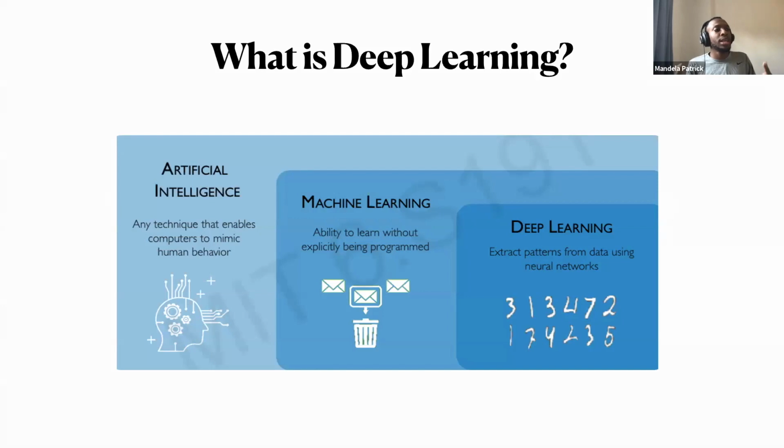So broadly, we have this broad term, artificial intelligence. And fundamentally, artificial intelligence is any technique that enables computers to mimic behavior. When you think of a human, you think of someone who can talk, who can see, who can converse, who can think analytically. And any technique that allows computers to achieve this objective is what we describe as artificial intelligence.